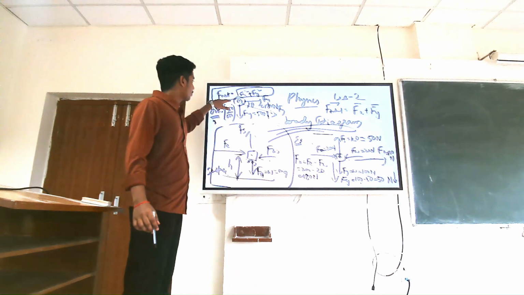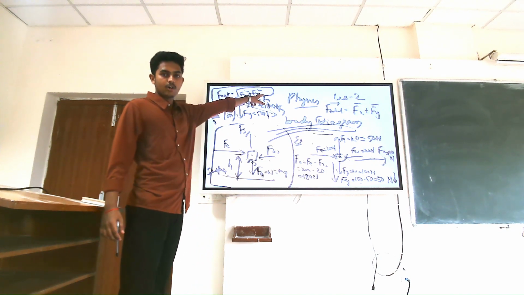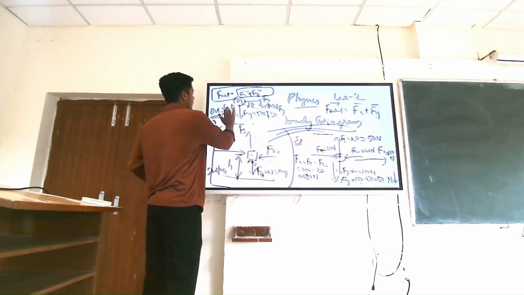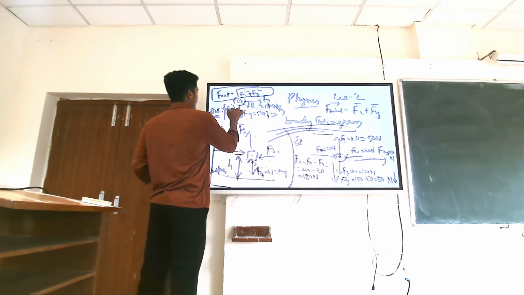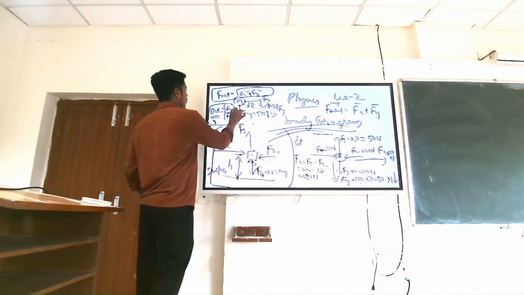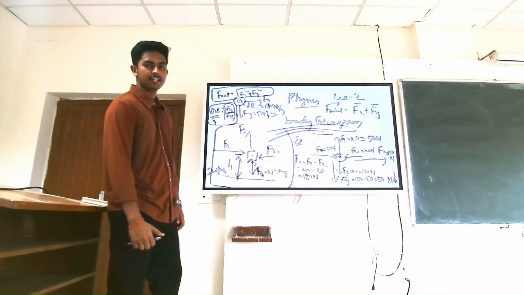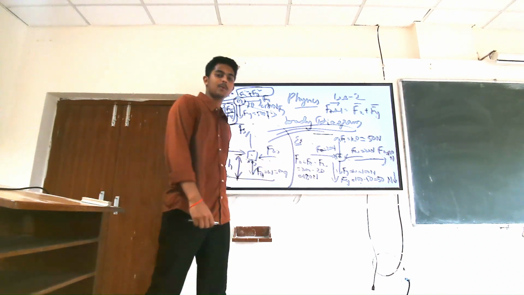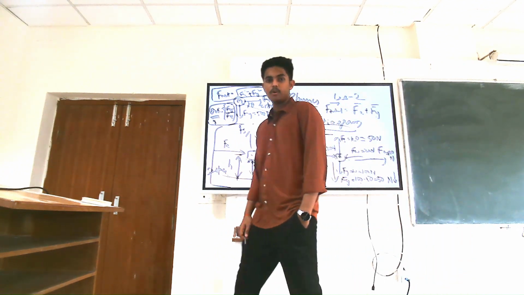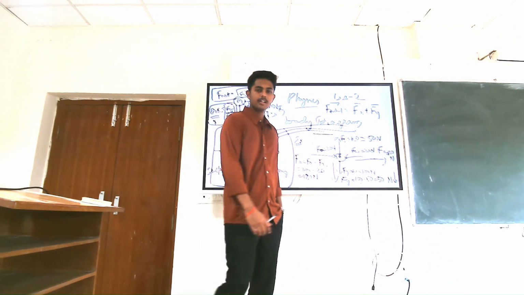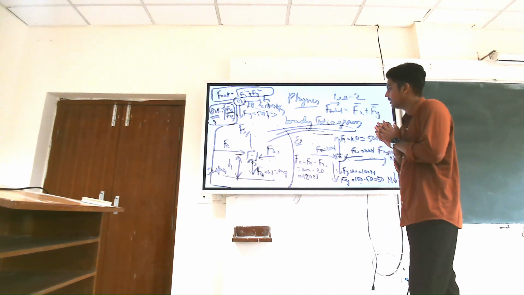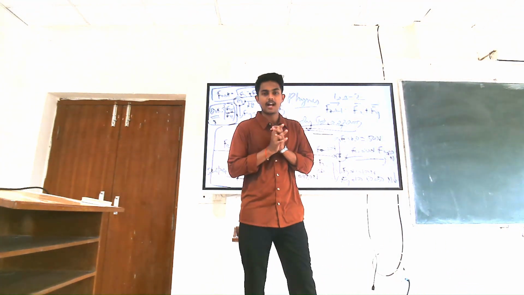F net equals root over Fx squared plus Fy squared. This is the magnitude of the resultant force. Theta equals tan inverse of Fy by Fx. This is the formula for the angle. So you get the direction and the resultant force magnitude as well. This is how you do any problem asking about net force on an object. So this covers net force on an object, pressure, units, dimensions, formulas, and the basic free body diagram with an example.